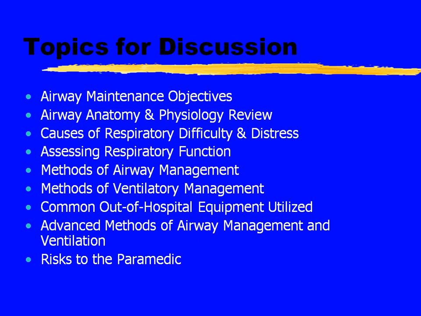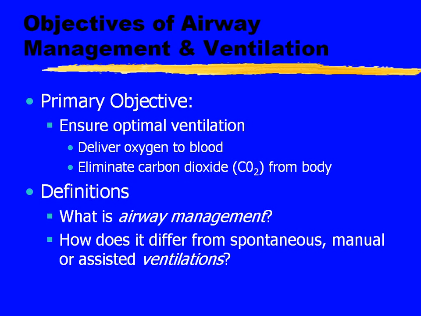So, okay, we're going to talk about airway maintenance, anatomy and physiology review, causes of respiratory distress, respiratory function, ventilatory management, out-of-hospital utilization, methods, and risks. Obviously, our primary objective is to ensure optimal ventilation, deliver oxygen to the blood, and the big thing is to get CO2 out of the body. Why do we want to get CO2 out of the body?